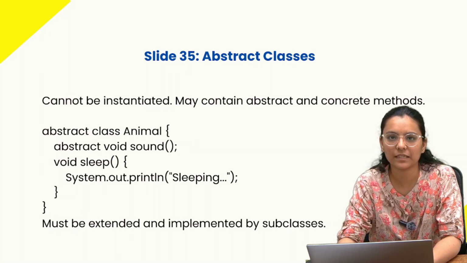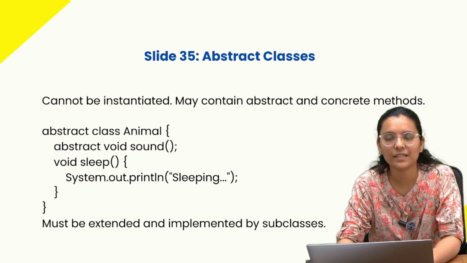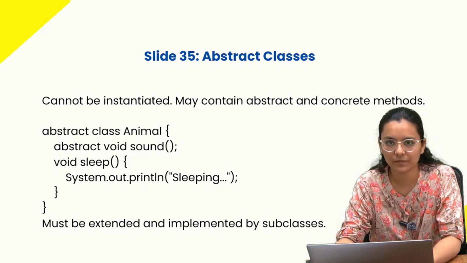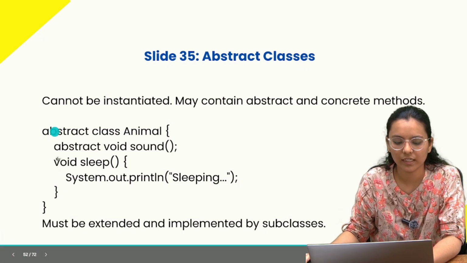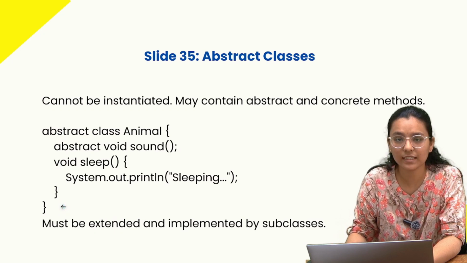Next one is abstract methods. We know that in abstraction we use abstract classes. Abstract classes have two kinds of methods, abstract methods and concrete methods. So let's see. Here is the code given for these abstract classes.